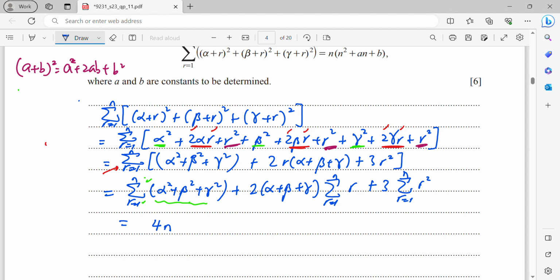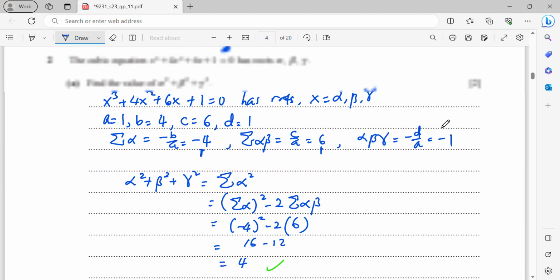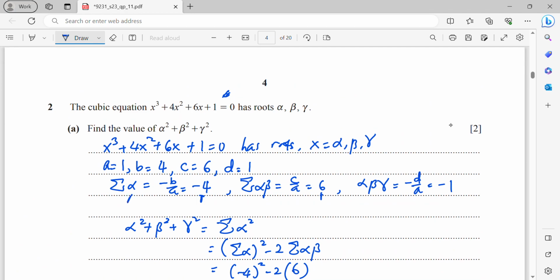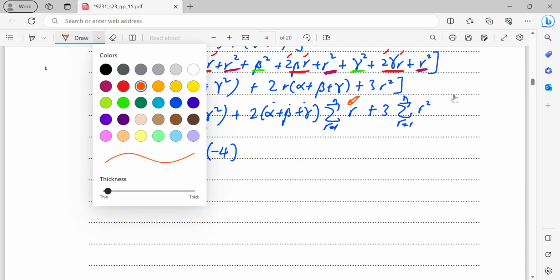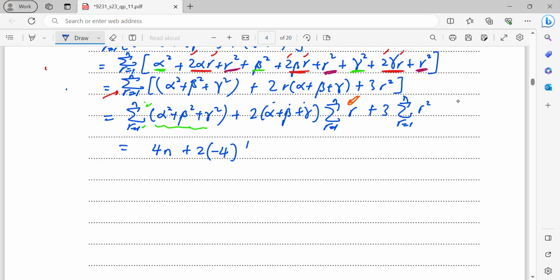And then here is going to be plus 2 bracket. This alpha plus beta plus gamma is our summation alpha here, which is minus 4. So I will replace it by minus 4. And then for your information, this summation r, from the formula list, you will get half n bracket n plus 1. This is the summation r.